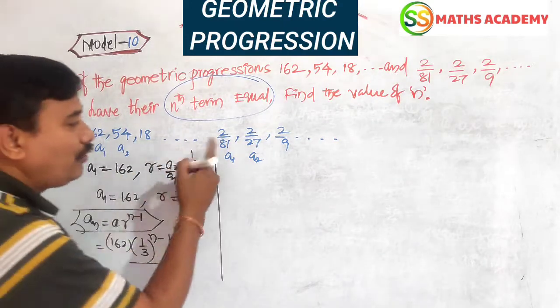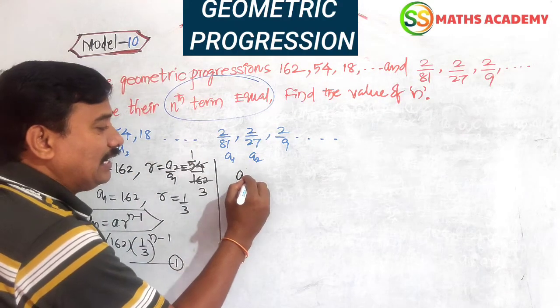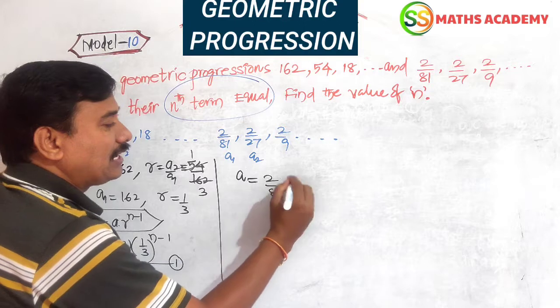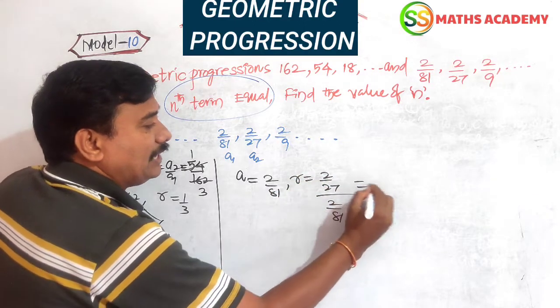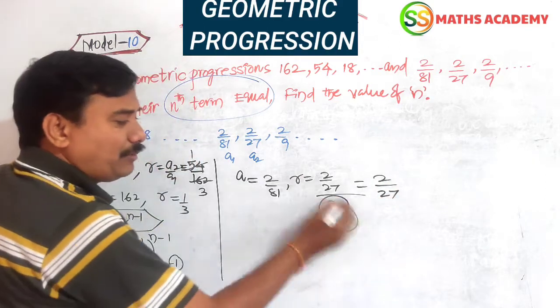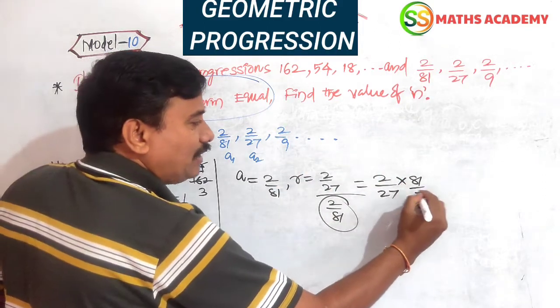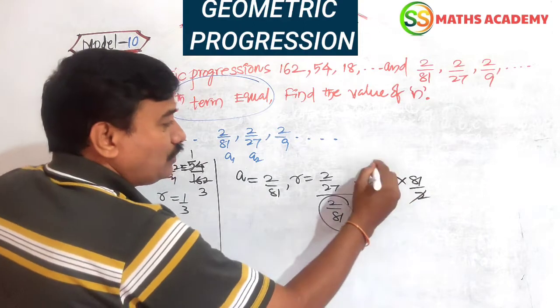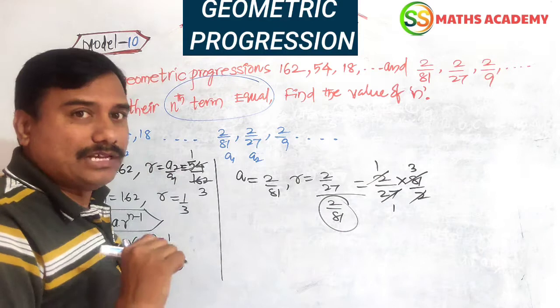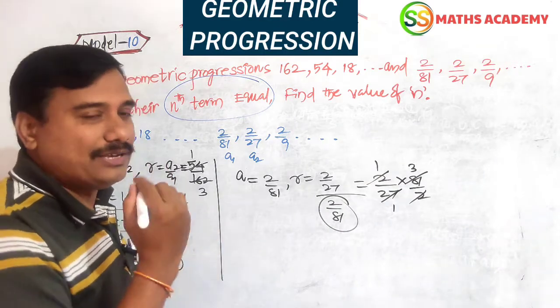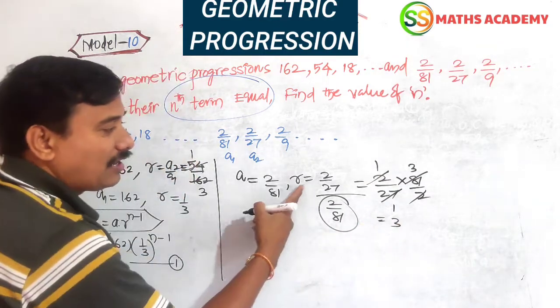Similarly, we have to do here also. A is 2 by 81. Common ratio is 2 by 27 divided by 2 by 81. The denominator part becomes reciprocal, 81 by 2. Then the 2 and 2 get cancelled. 27 once is 27, 27 three times is 81. Otherwise you can go with the 3 table, you should get the same value. Then R equals 3.